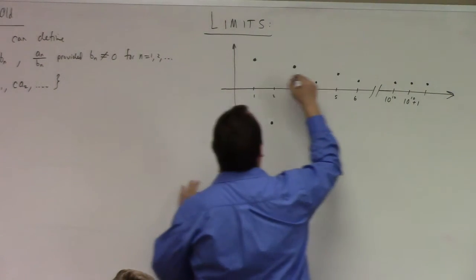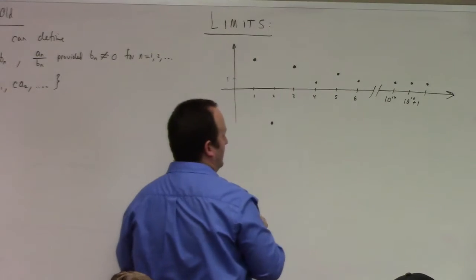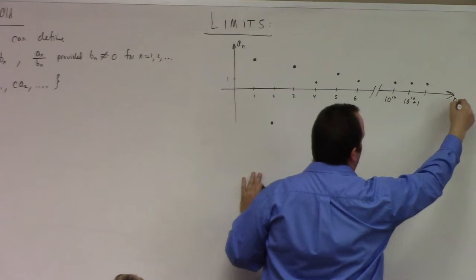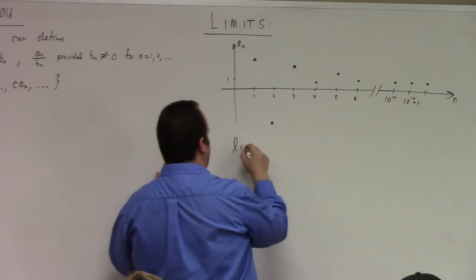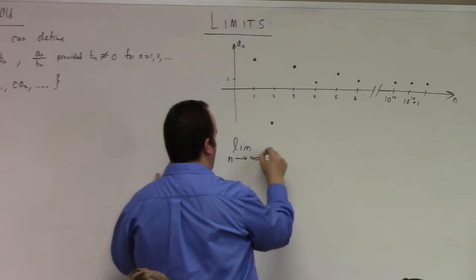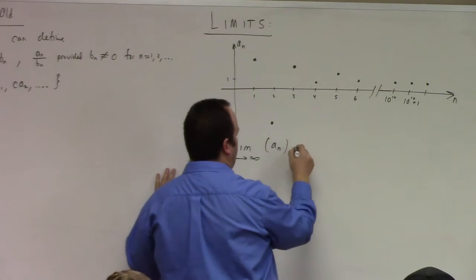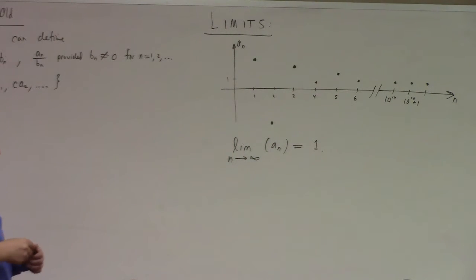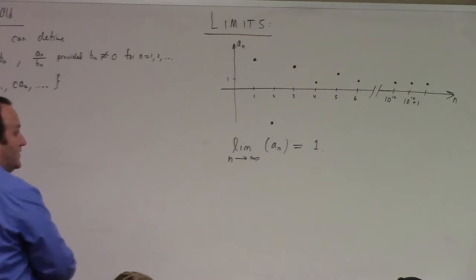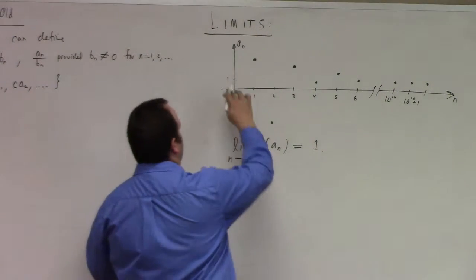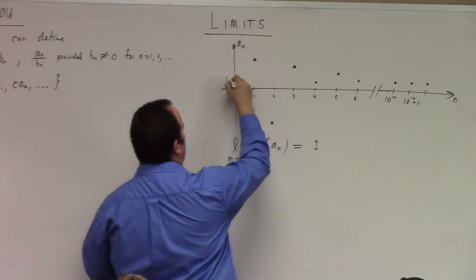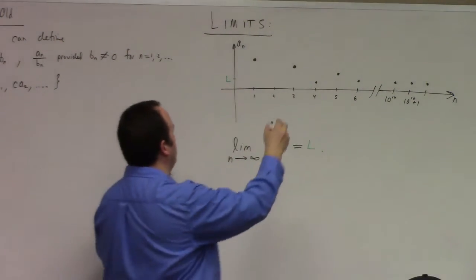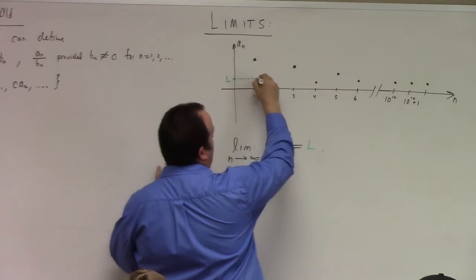Supposing that this is 1. So here I'm plotting a sub n versus n. So what we'd like to say is that the limit as n goes to infinity of a sub n, in this case, is equal to 1. So let me try to illustrate the idea for you. Let me actually say that this is an L instead of a 1. It's more exciting if I put an L. So L defines some horizontal line, basically.